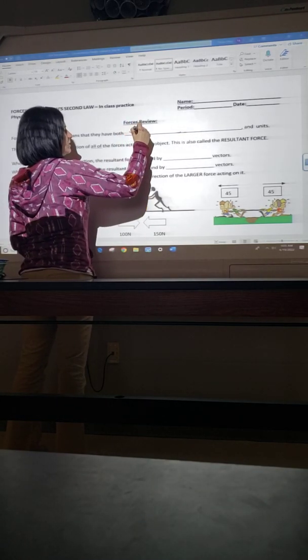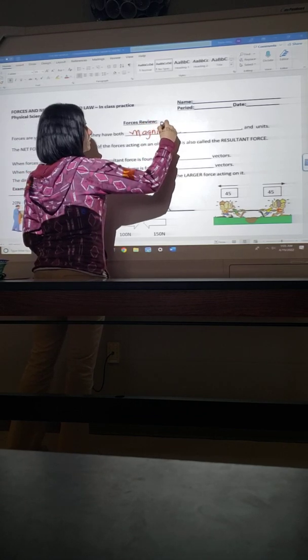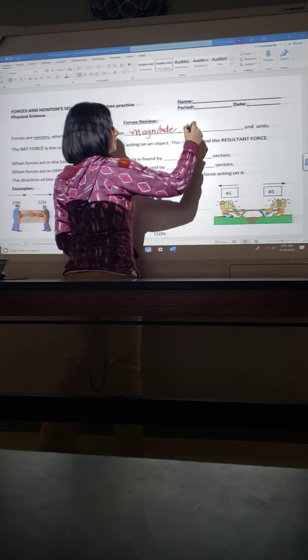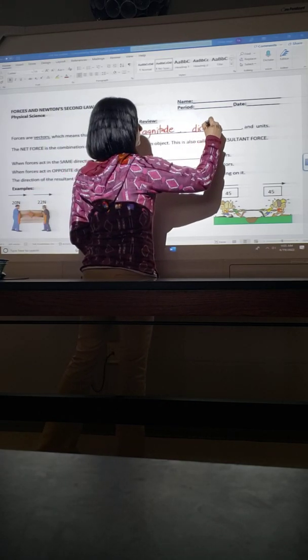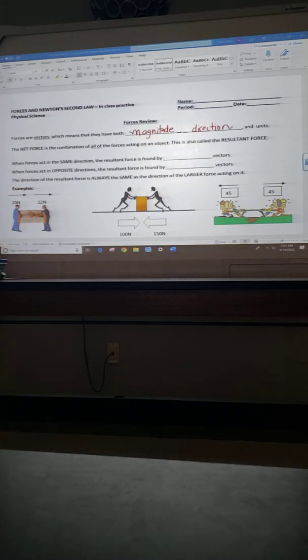All right, so magnitude, which is really just our number, right? And direction. And obviously, anything with a number has to have a unit, except for slope.